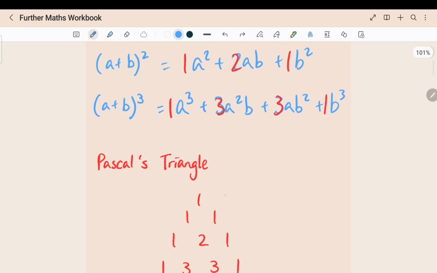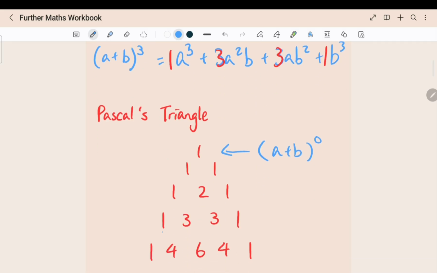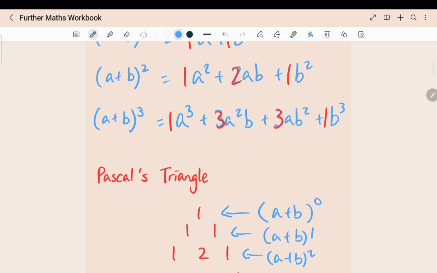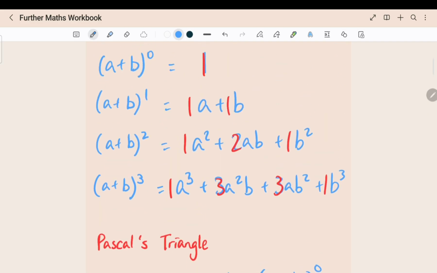The first row of Pascal's triangle is a binomial to the power of 0. Then you have to the power of 1, and then to the power of 2, and it goes on. So this is the pattern for the coefficients.